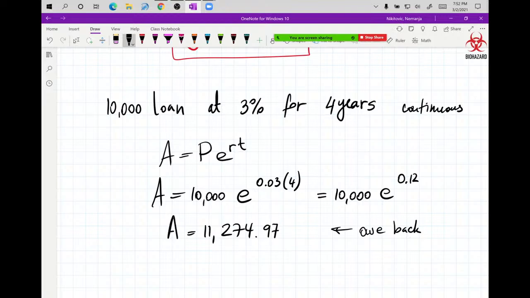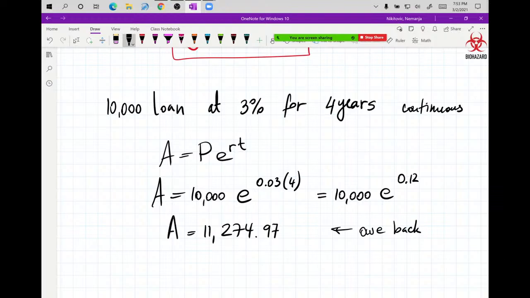So if you borrow 10,000 for your loan at 3% for 4 years, and I don't care what that is. Is it a school loan? Is it a car loan? It is just you wanted to take $10,000 just to feel you're rich, whatever. Over those 4 years you have to return the $11,274.97. Now you might be interested, so what's my monthly payment?